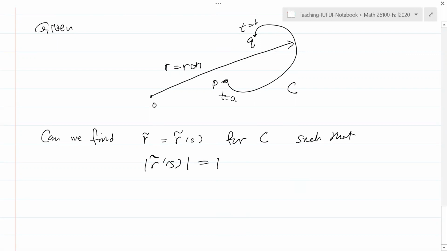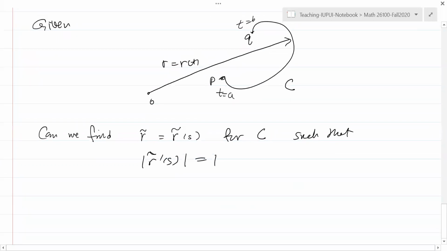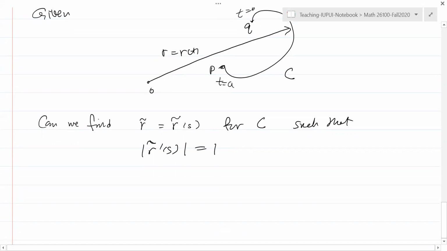But for mathematics, how can I do that? I'm not given that information. I already have a parametrization, r of t. What I'm going to do is measure the length from here to here, called s, at the point r of t. So how can I find the relationship between s and t?